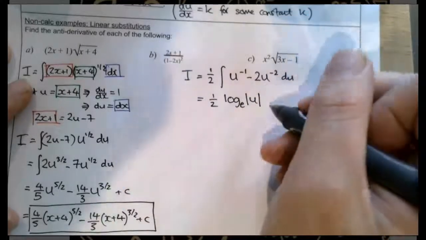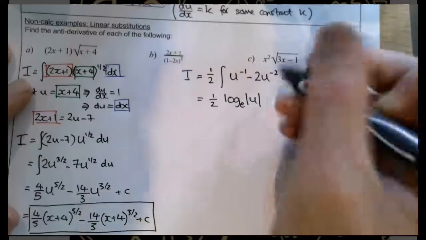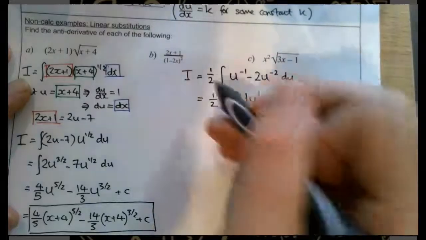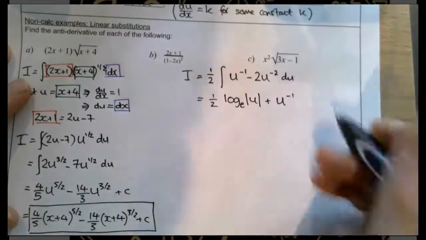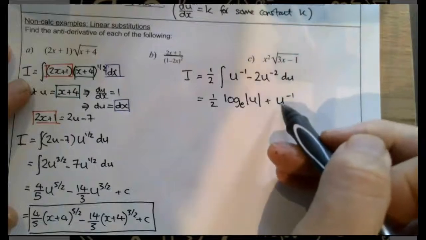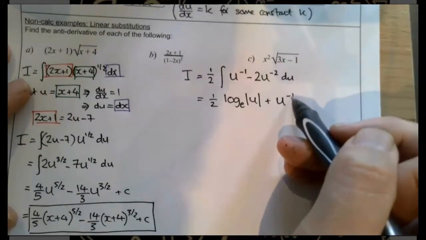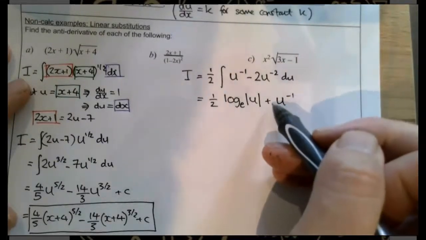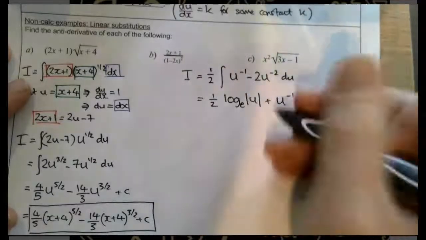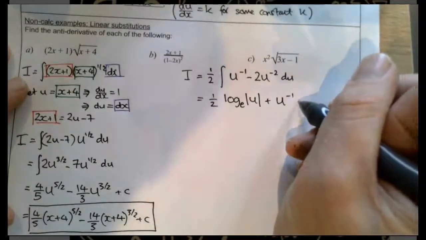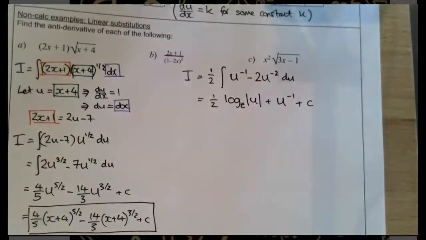This integral is going to give me, the 2 cancels with the half. It's going to be something like u to the power minus 1. If I do this, u to the power minus 1, I would differentiate. It would be negative, so the signs would match. The 2 cancels with the half. There's no other coefficient needed. That's good.